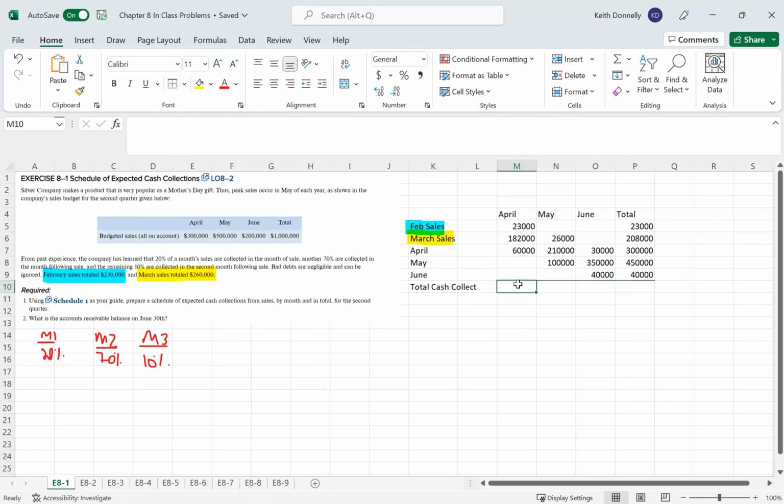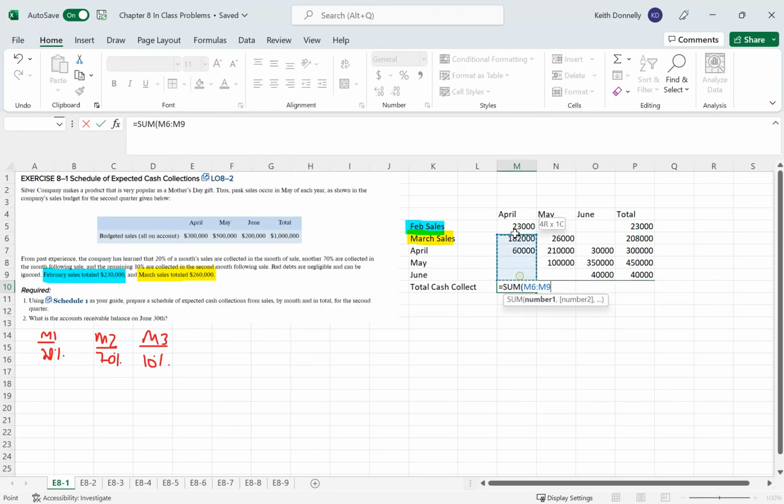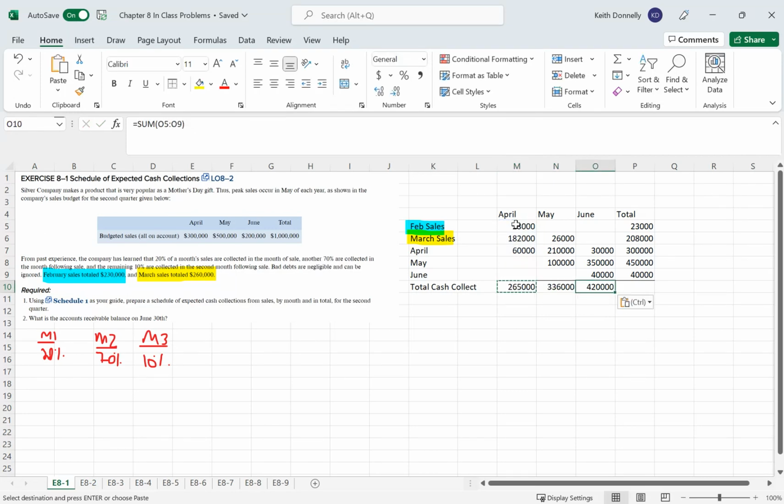Top border, and we can just do a formula here. We'll sum all of those, just adding them up, not a big deal there.